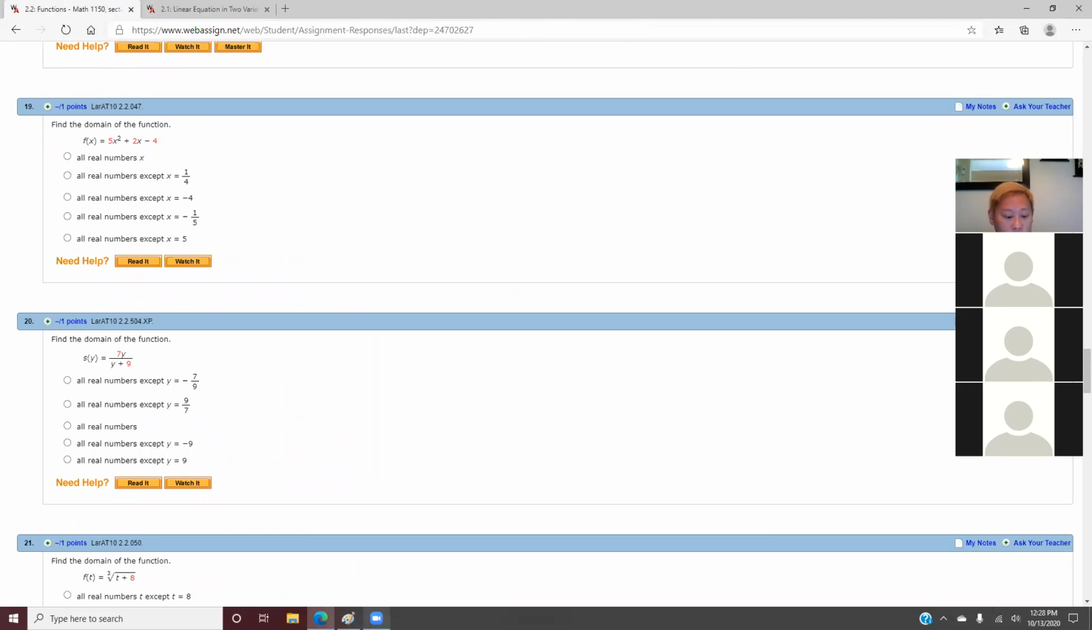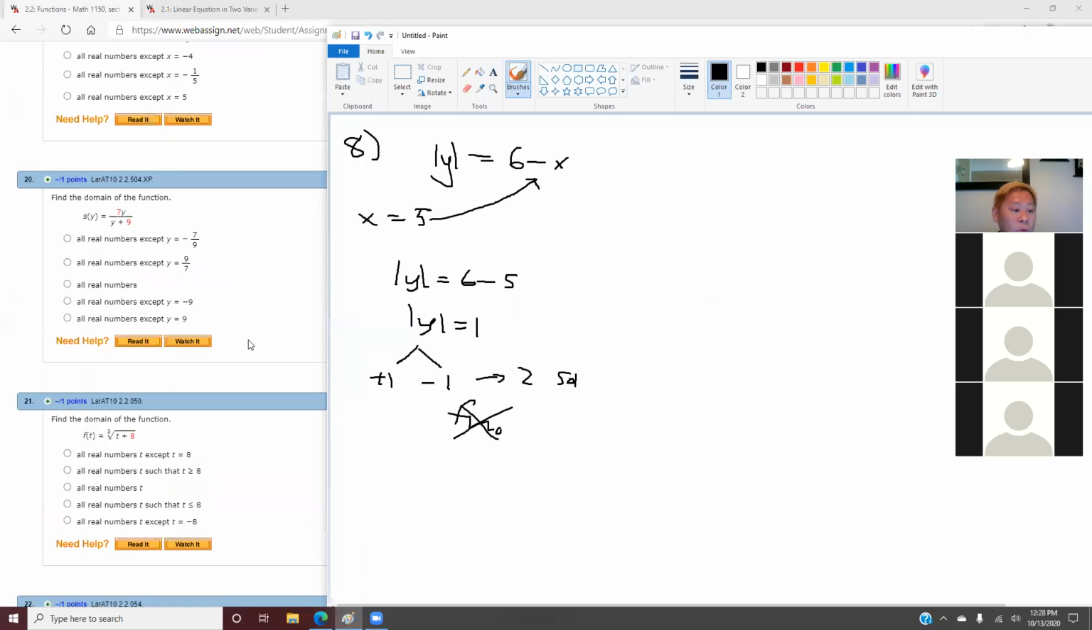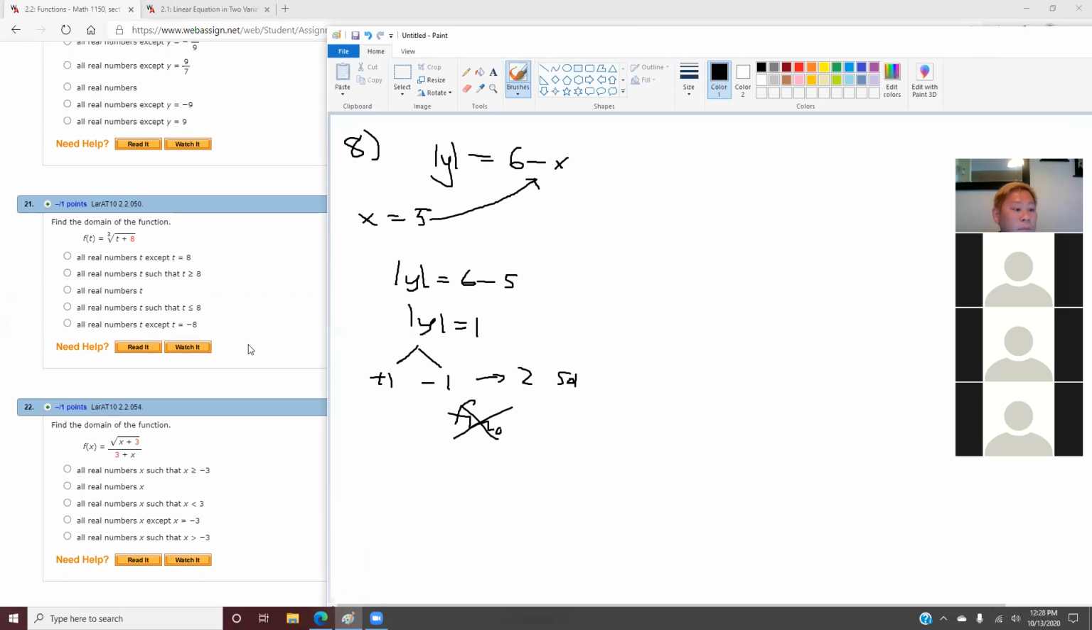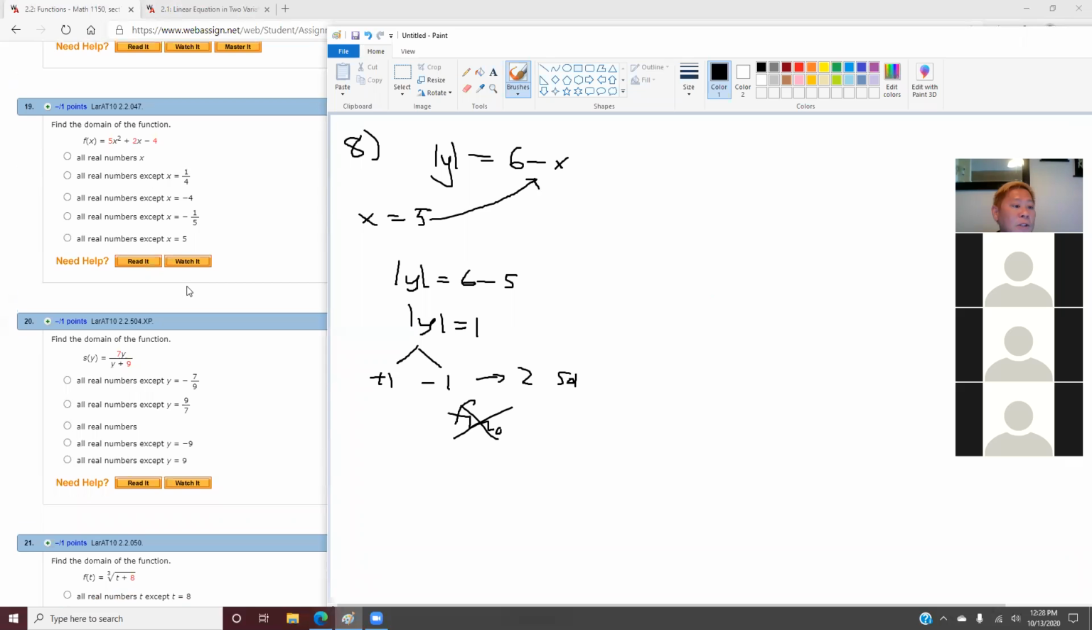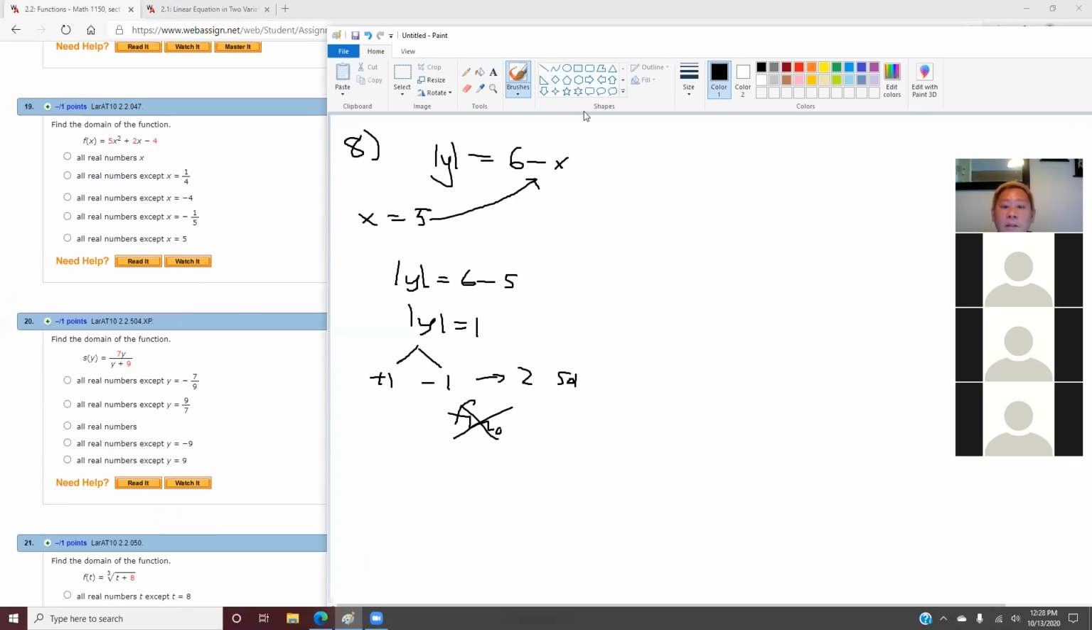Questions on 2.2? Anyone have any questions on 2.2? Domain. You guys know how to find domain? This is all important. You are asked this on your test.